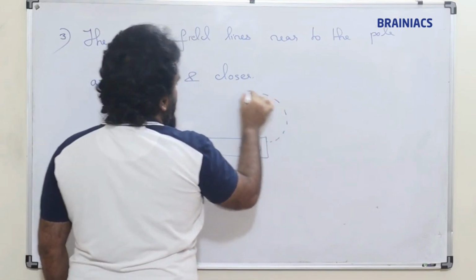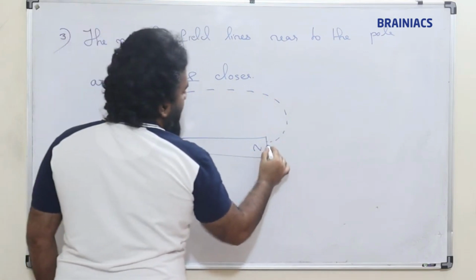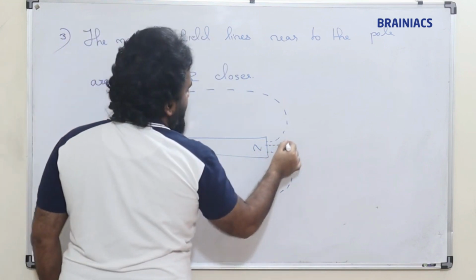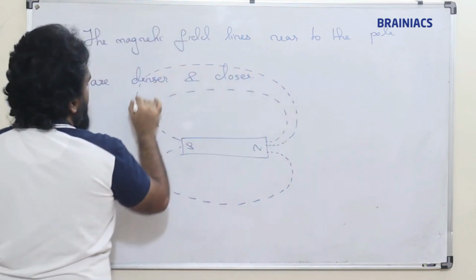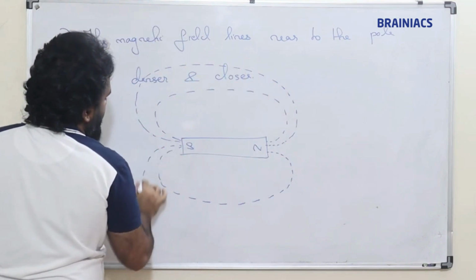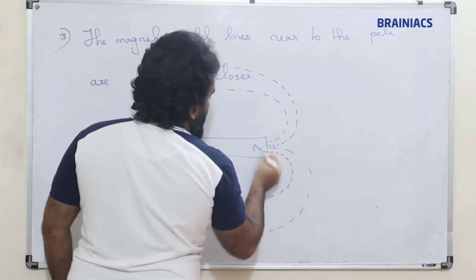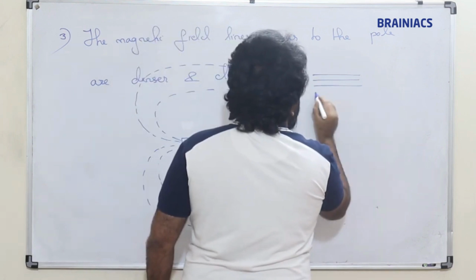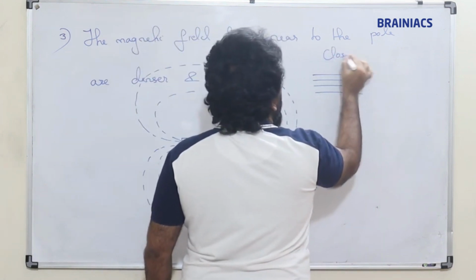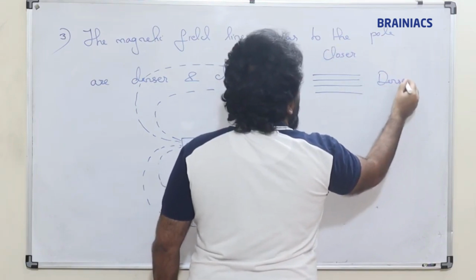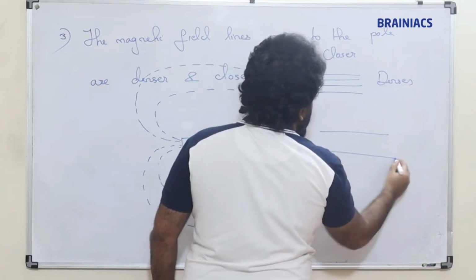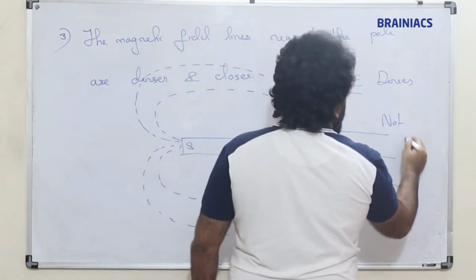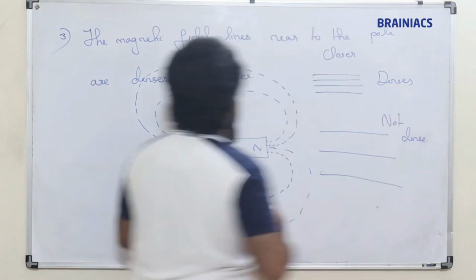So from here it will be very close. Correct or what? So here this is going to be very close. Say for example, if it is like this, magnetic field lines, okay, closer, denser. Suppose if the magnetic field lines have enough separation, this is not dense. Okay, this is not dense. Clear?